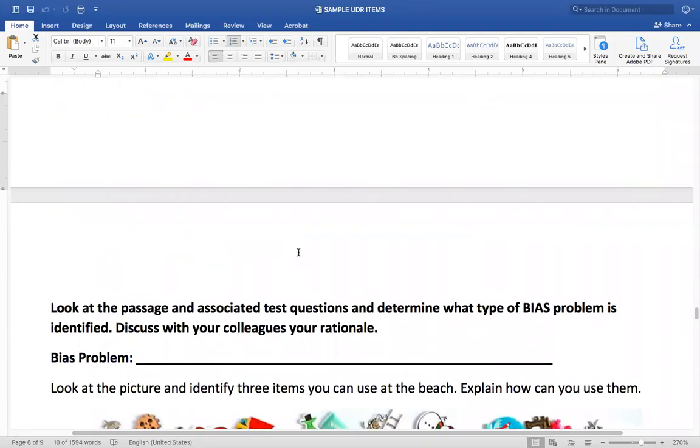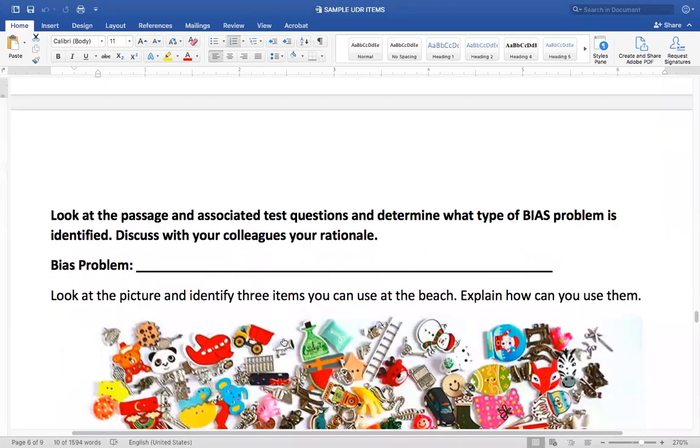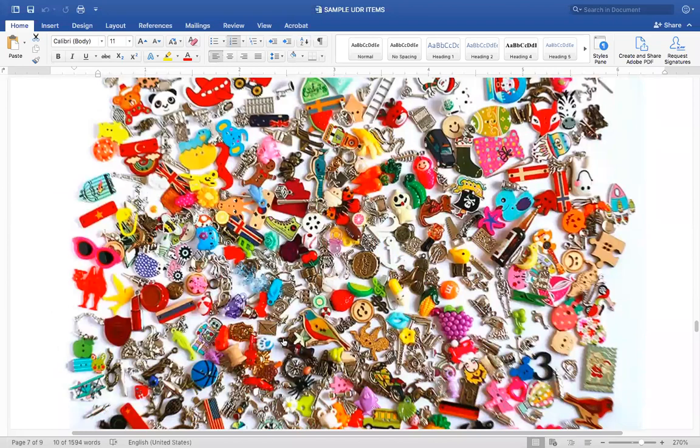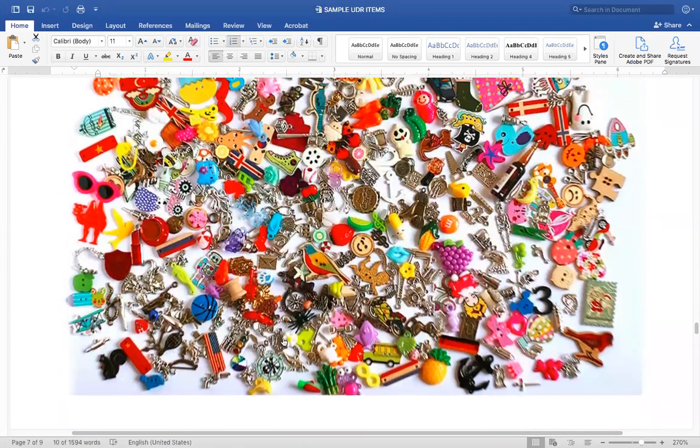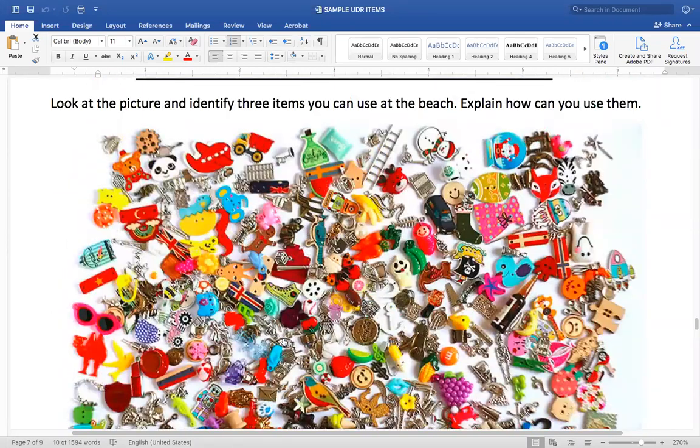Look at the passage and associated test questions and determine what type of bias problem is identified. So actually, here, look at the picture and identify 3 items you can use at the beach. Explain how you can use them. So let's look at this. Wow, very, very busy, right?